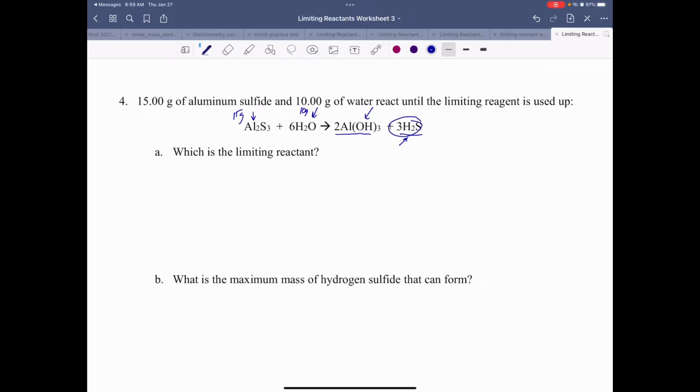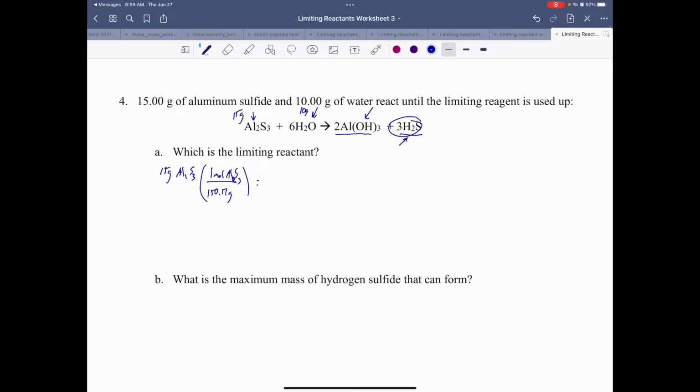All right. So I'll start with aluminum sulfide. If we got 15 grams of aluminum sulfide, we have to convert that into moles. So we're going to need the molar mass, and I got my calculator and my periodic table right here. Looks like we got 2 aluminums. Each aluminum is 26.98, so 26.98 times 2. And to that, I'm going to add 3 sulfurs, so 3 times 32.07. And I get 150.17. So 150.17 grams is 1 mole of Al2S3.